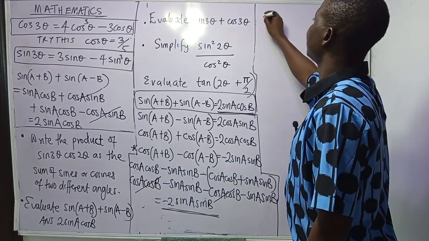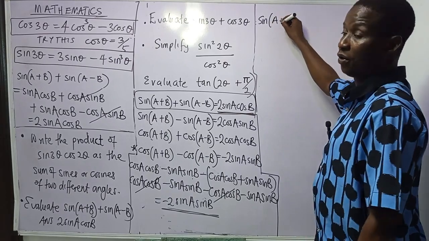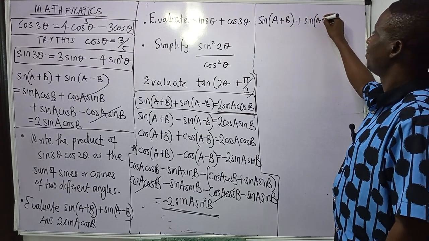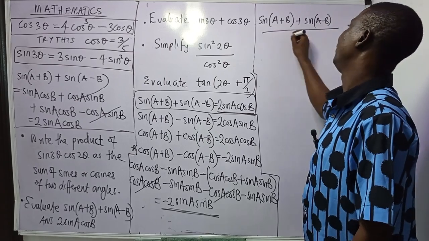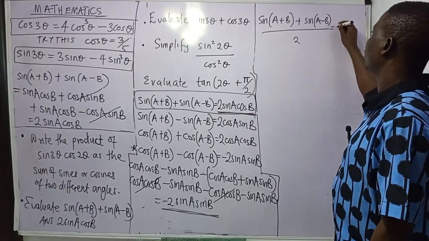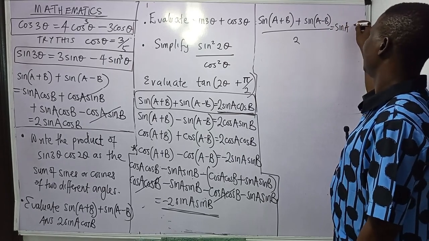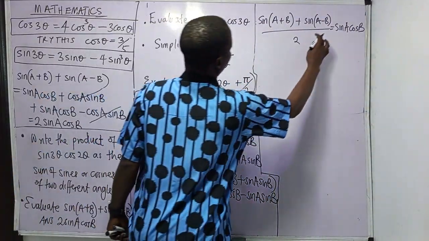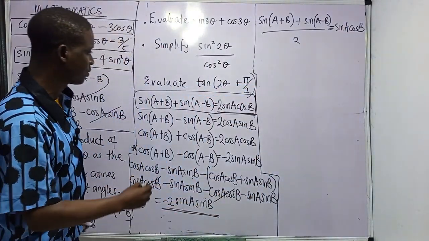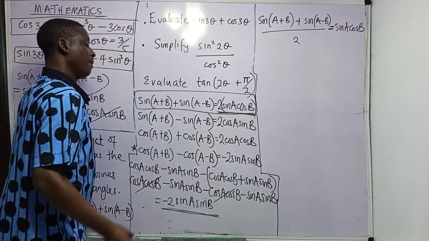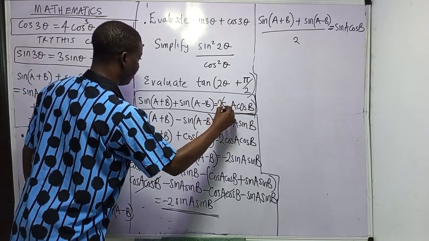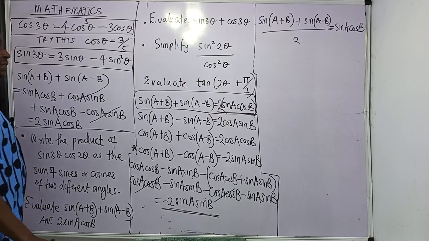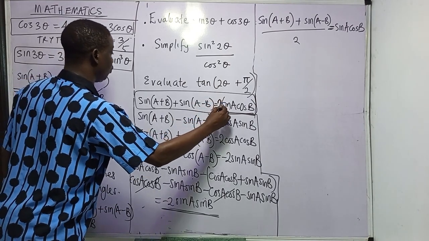Now what do? We are now going to see sine A plus B plus sine A minus B, all divided by 2 from here is equal to what? Sine A cos B. Look at the word. Is equal to. That means if I make this one the subject of formula, and why I'm making this one the subject of formula is because it looks like sine A cos B. So if I make it by dividing both sides by 2, these two, let these two leave here.